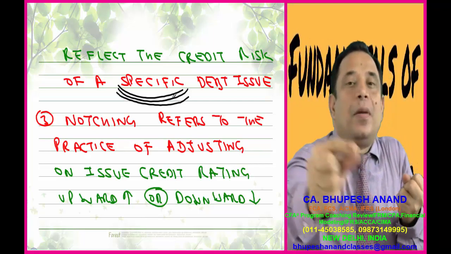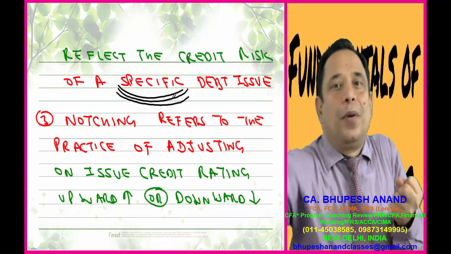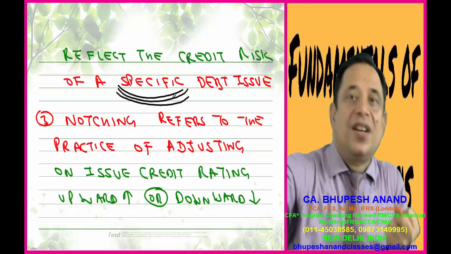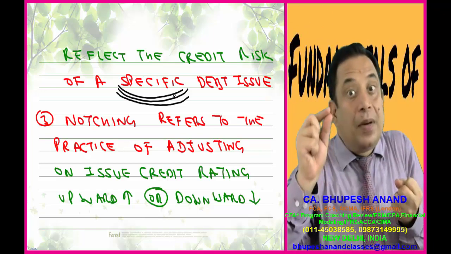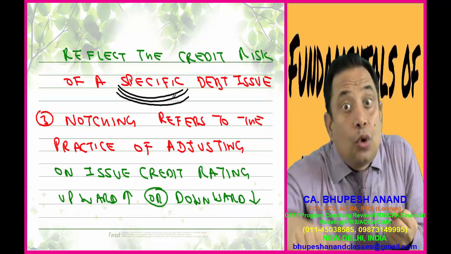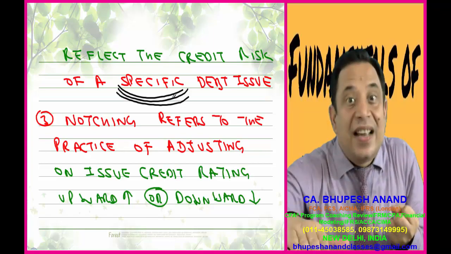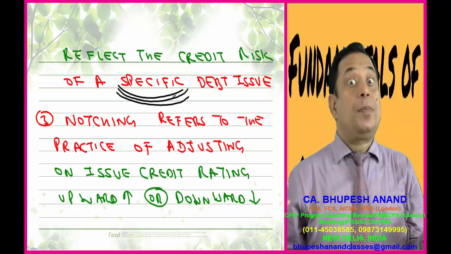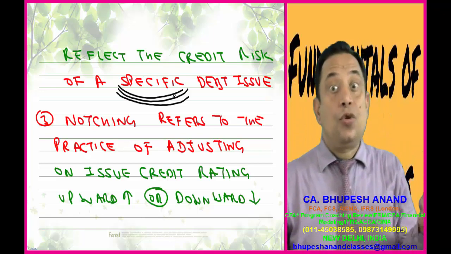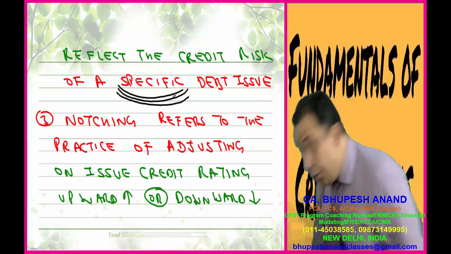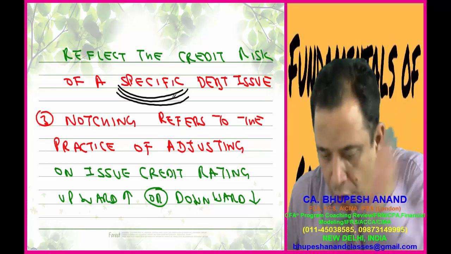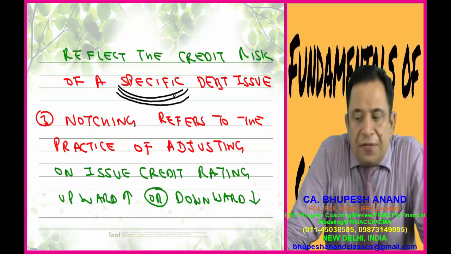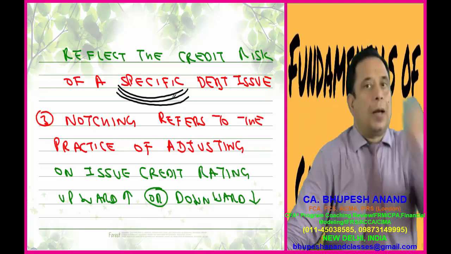For example, AAA credit rating is given to a group, to Infosys, to Reliance Industries, to Unilever, but that bond does not have AAA. That will be notched down to either AA or single A or triple B. It depends upon so many circumstances. So we should be aware of the meaning of notching and why this notching practice is being followed. So third point, notching refers to the practice of adjusting.